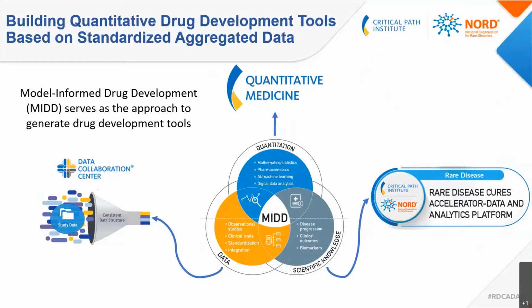So within the Data Collaboration Center at C-Path, in the context of RDCA, we're able to integrate and aggregate data from multiple studies and use that as the basis to generate the analysis subsets needed to build models. And that's where the quantitative medicine program comes in that I lead, for which we use a number of different quantitative tools to build these models.